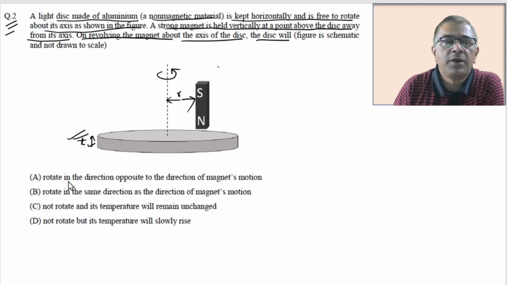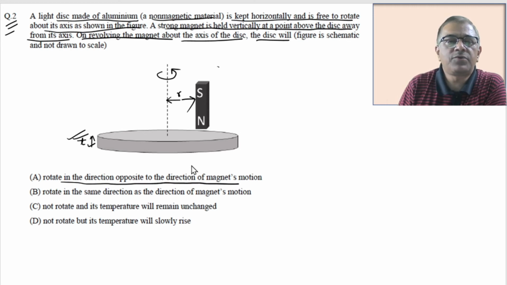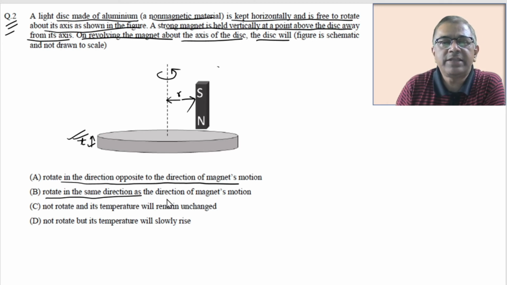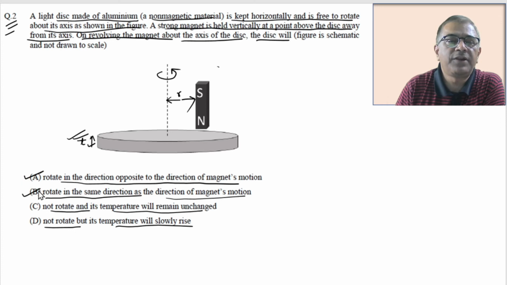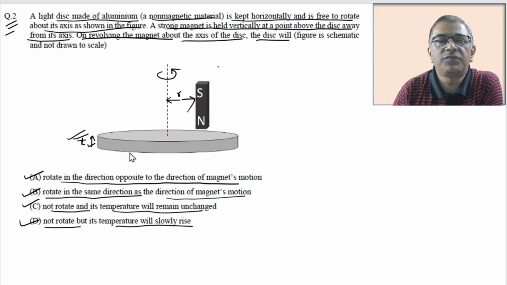the disk will rotate in the direction opposite to the direction of magnet rotation; rotate in the same direction as the direction of magnet's motion; the disk will not rotate and its temperature will remain unchanged; or it will not rotate, but the temperature will slowly rise. So these are the four different options. Now let us try to visualize this in a top view.